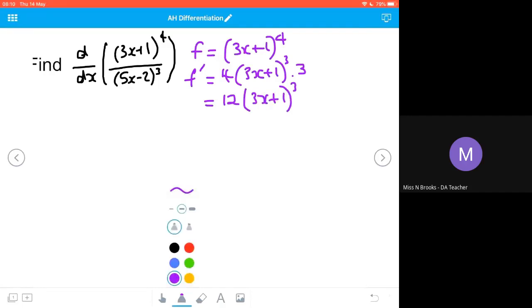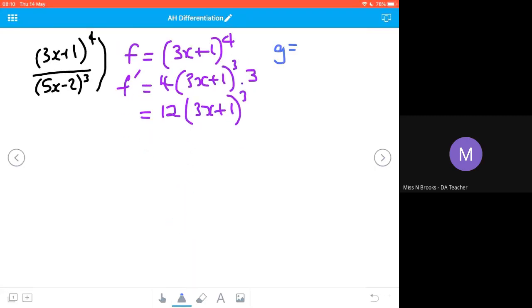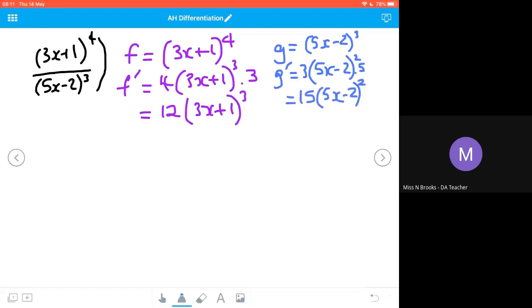Now, g is going to be our denominator. So g is going to be 5x minus 2 all cubed. So g prime is going to be 3 multiplied by our 5x minus 2 squared multiplied by 5, which is the derivative of the inside of the bracket. And so g prime is going to be 15 multiplied by 5x minus 2 all squared.